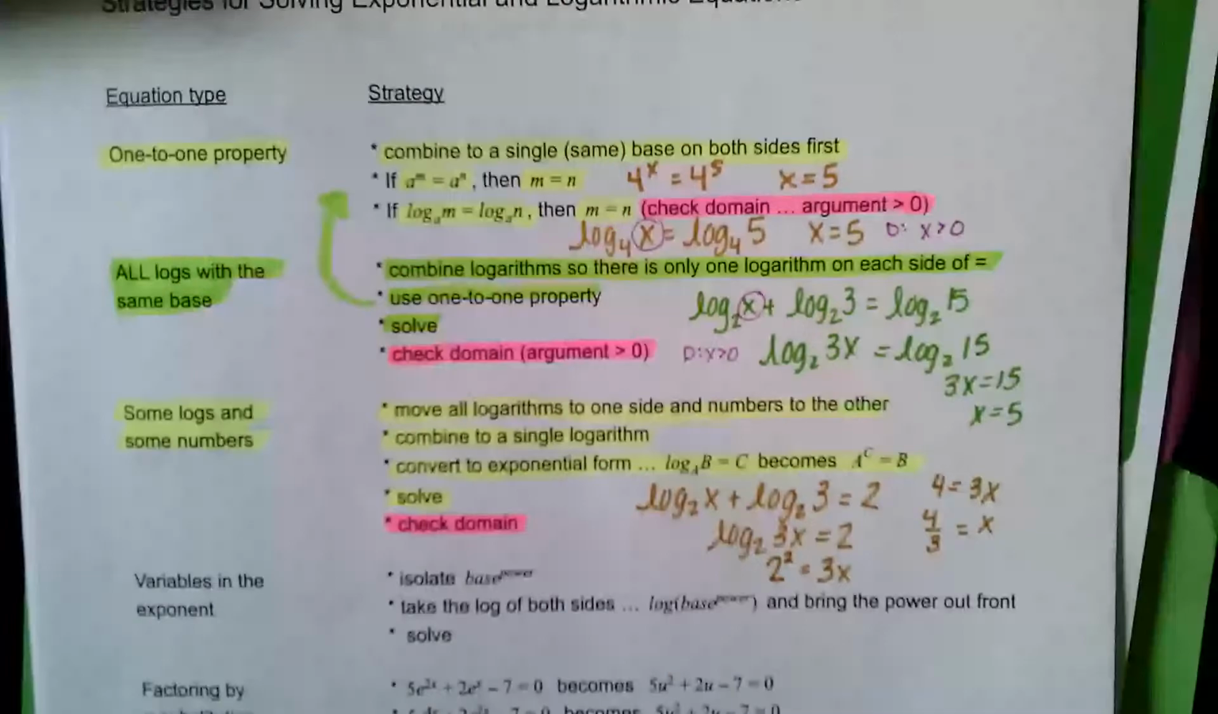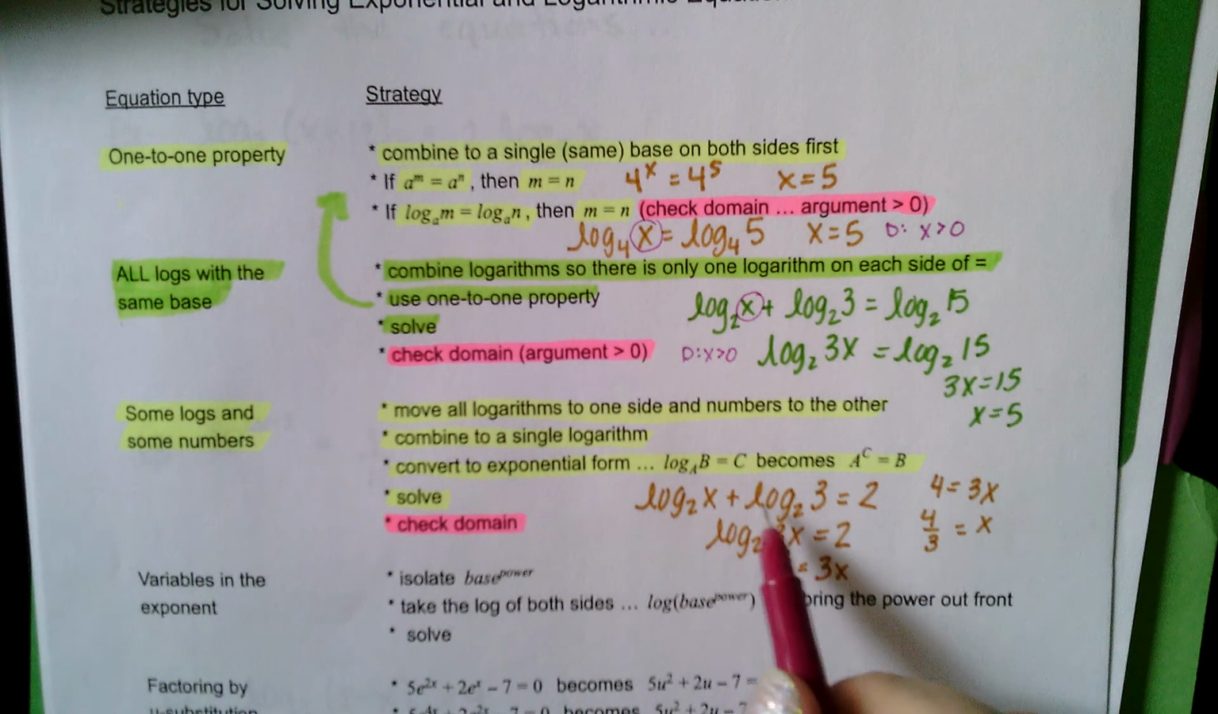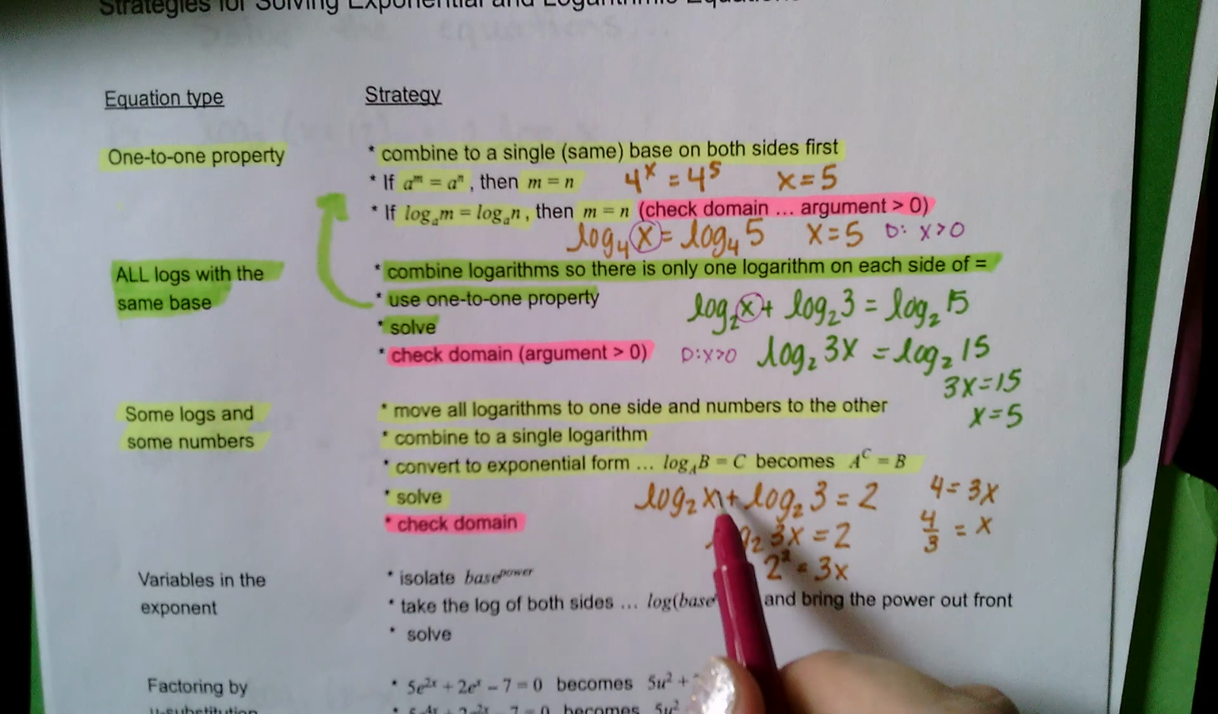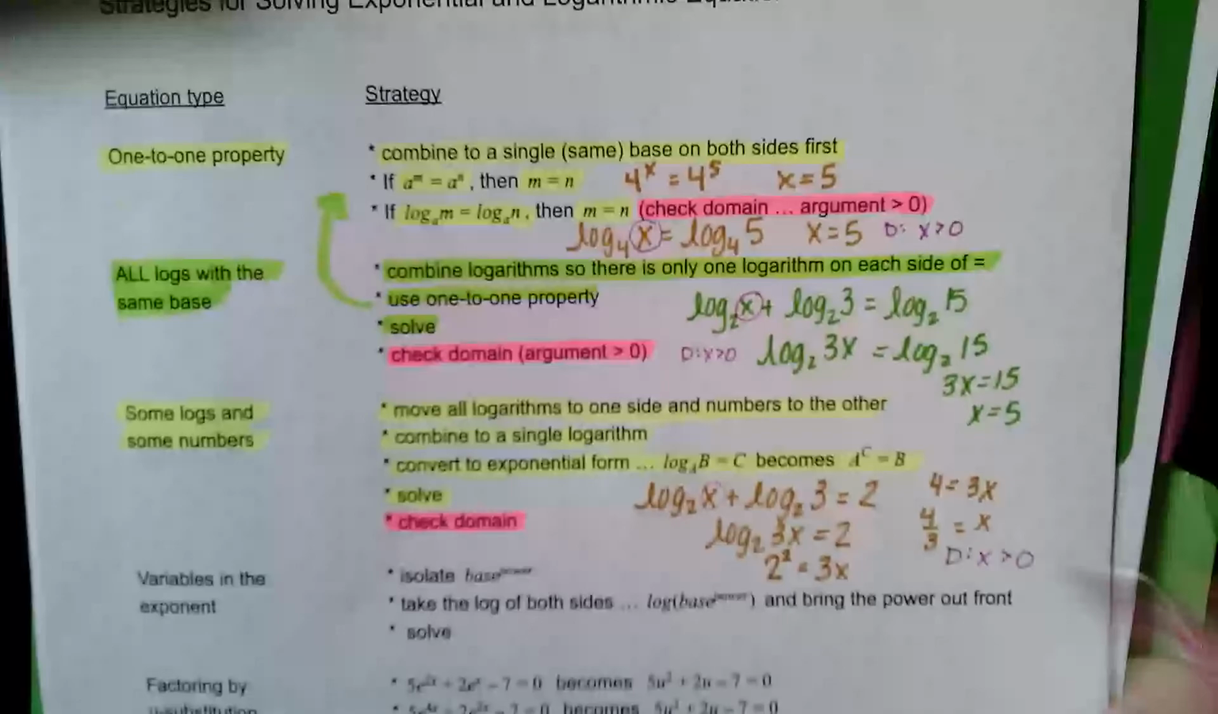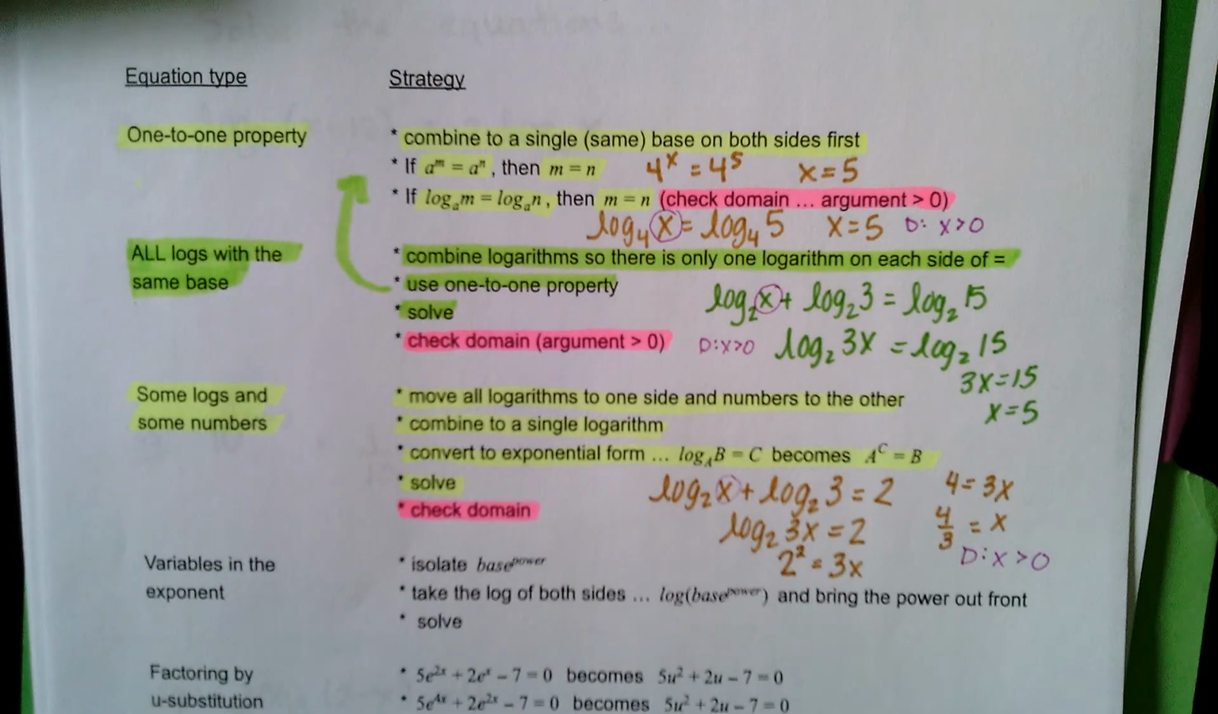And we'd have to check our domain. Going back to the original, this one doesn't have a variable, so it's only this one. The domain would be that x is greater than 0. And we got 4/3, so that checks out.